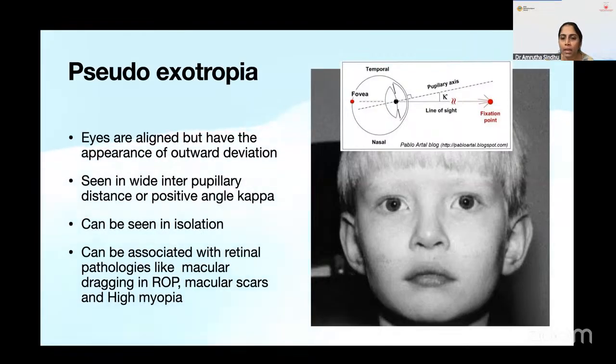So this positive angle kappa will give an apparent exotropic position, whereas a negative angle kappa will give a pseudo-esotropia picture. Most of the time, this positive angle kappa is seen in isolation, not related to any other disorder. But rarely, it can also be associated with some retinal pathologies, especially dragging of the macula, which is seen in retinopathy of prematurity, and any macular scars or high myopia. In these conditions, because of the dragged macula, the patient will have an apparent exotropic fixation. So this is called pseudo-exotropia.